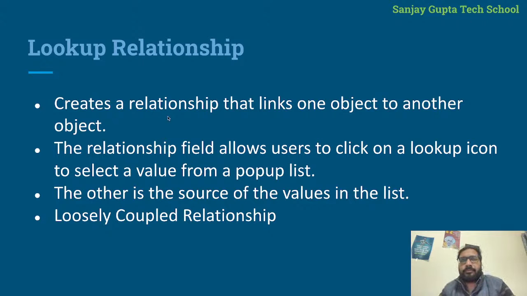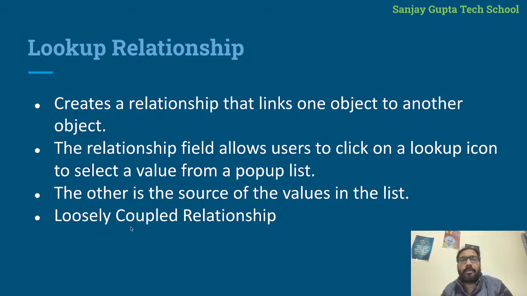So it creates a relationship that links one object to another object. The relationship field allows user to click on a lookup icon to select a value from a pop-up list. So this I showed you like when I created contact record. So there I was using a lookup icon and if I clicked, so it was showing me account records from which I selected one account record. So the other is the source of the value in the list, right?